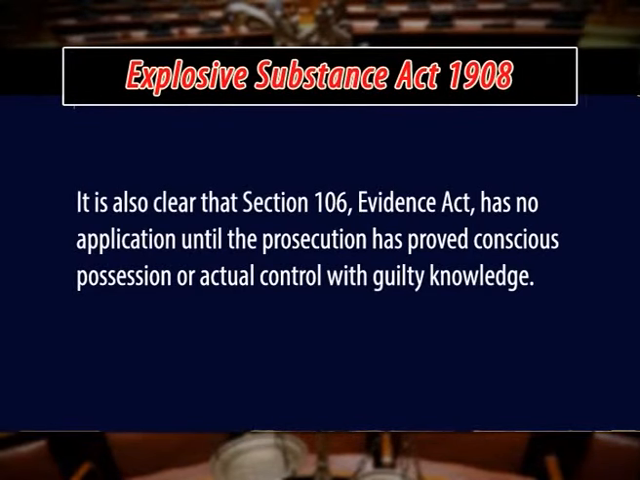Therefore, it would not be legally permissible to call upon all the occupants of the place to account for the presence of the incriminating article in their premises, and in the absence of any satisfactory explanation on their part, to hold all of them to be in possession or control of the same. In a case where incriminating articles are recovered from a place in the occupation or possession of more persons than one, and it is not possible to fix the liability on any particular individual, a court is not bound to hold that the said article was in possession or control of the head of the family. It is also clear that Section 106 of the Evidence Act has no application until the prosecution has proved conscious possession or actual control with guilty knowledge.